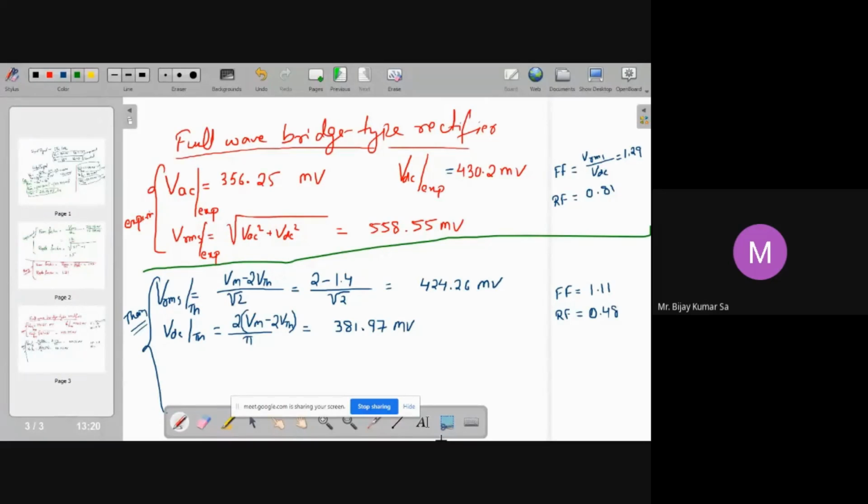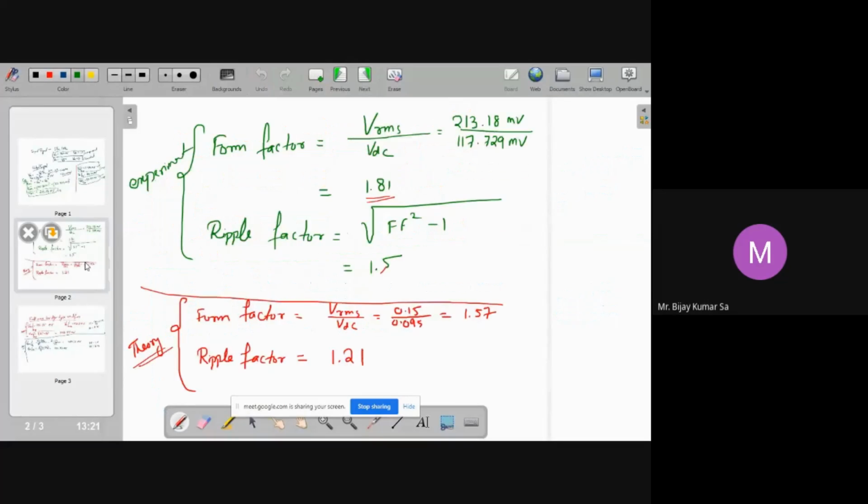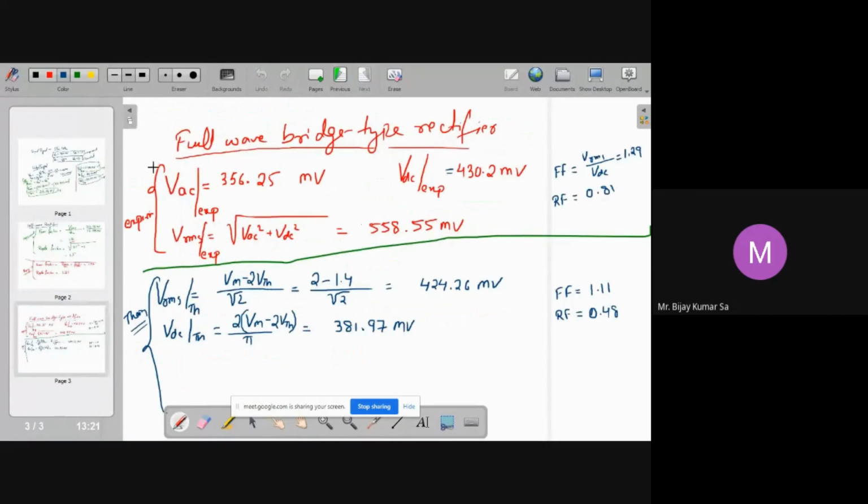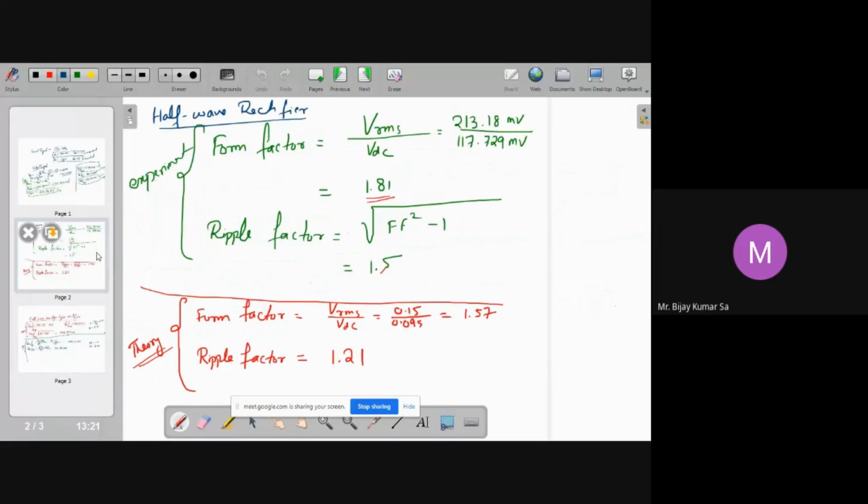Let us now compare. That is important. Theoretical पहले चेक करते हैं ना. For half wave rectifier, this one. यहाँ ऊपर लिख देते हैं half wave rectifier. This is half wave rectifier. And this is full wave rectifier. Okay. This is full wave rectifier. This is half wave rectifier.